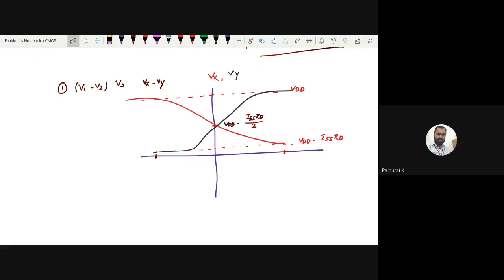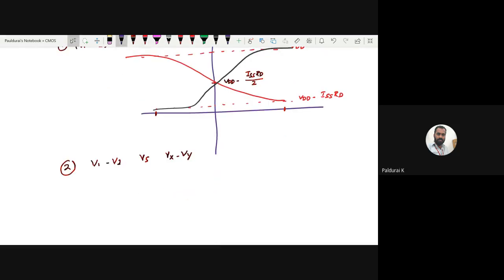This story you already know. Nothing new. Similarly, you can sketch V1 minus V2 versus Vx minus Vy. How would that look? It's very simple. We will take the difference. This time this is RD ISS, so here it is minus RD ISS. And the slope is given by the gain.